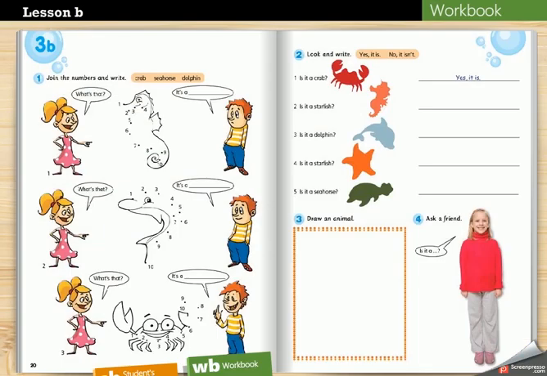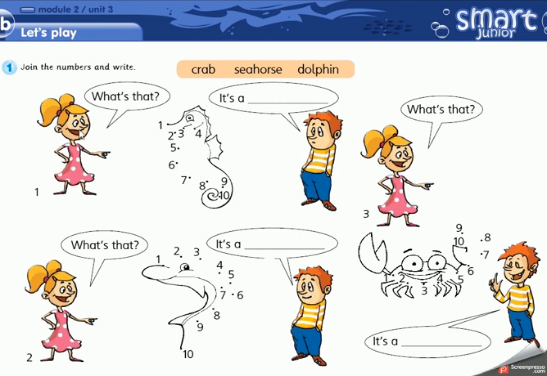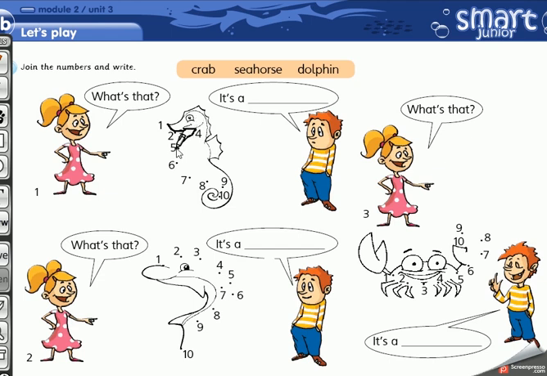Now, if you finish, let's go to page 20. Okay? On page 20, we have to join the numbers and write. So first, let's join the numbers, and then we will write the name of the animal. Here we have 1, 2, 3, 4, 5, 6, 7, 8, 9, and 10.